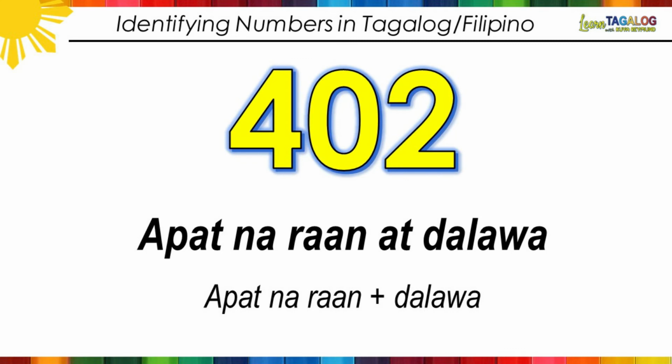402. So, apat, that's 4. Apat na raan, that's 400. And dalawa is 2. Apat na raan, dalawa. So, apat na raan at dalawa.